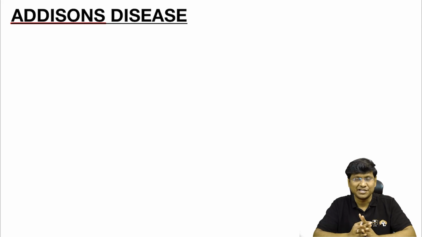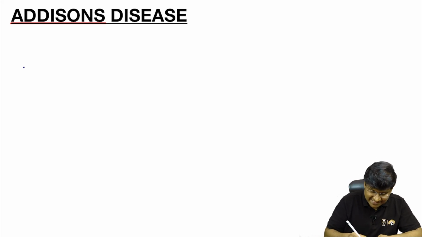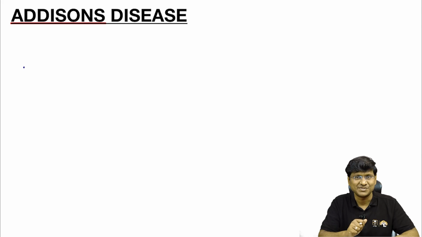So in this particular section, I'll be doing the quick revision of the entire endocrinology. The first topic in this section will be related to Addison's disease. So what exactly is Addison's? As we have discussed in the main theory, Addison's is a disorder which is characterized by adrenocortical insufficiency, right?